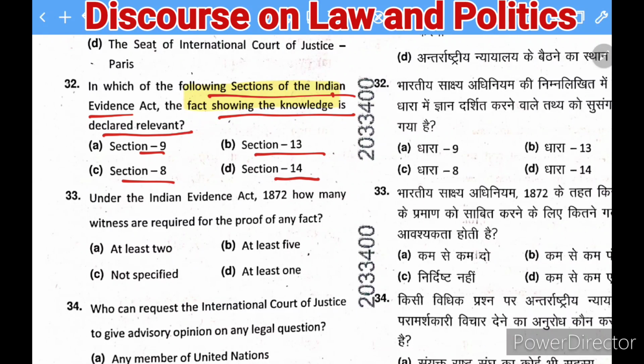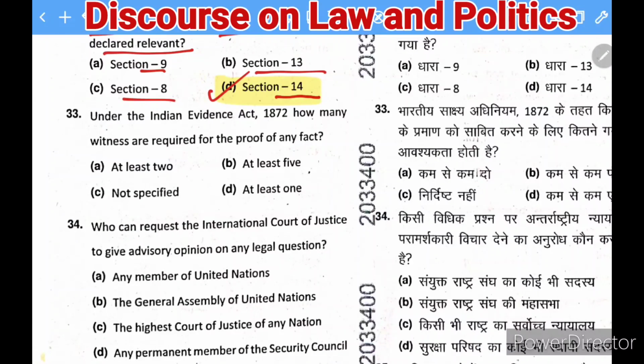So the answer of this question is section 14 of the Indian Evidence Act. So this is the right answer. Moving to the next question.